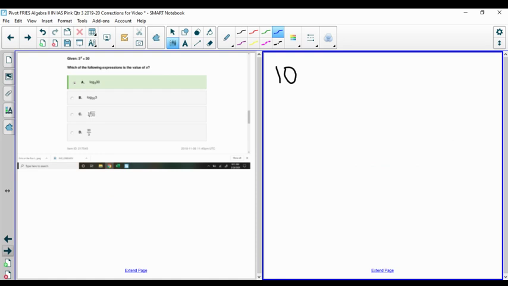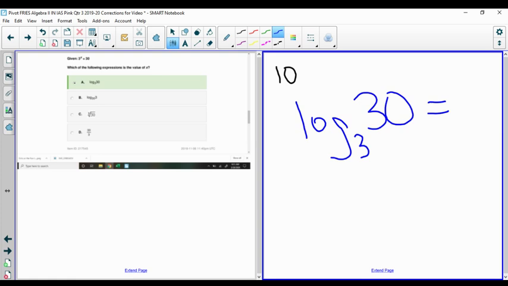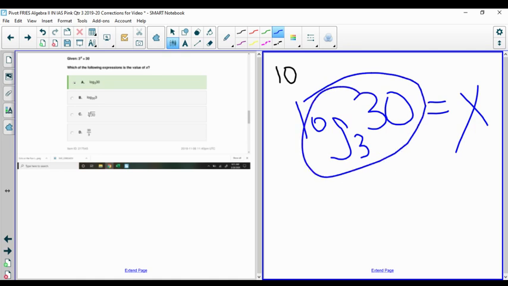On number 10, we are converting from exponential to logarithmic form. So when you do that, the base in this is a 3. So the base goes down here. The argument is a 30. Remember, that's the answer that you come out to. And when you take a log, what you get is the exponent. And in this case, that is an x. So log base 3 of 30 matches A.